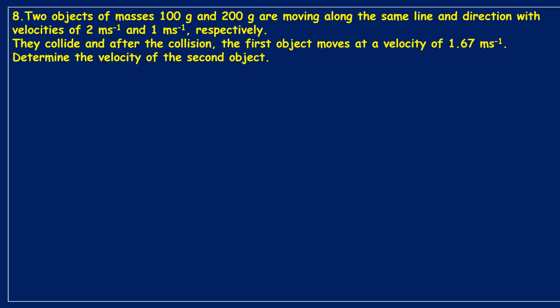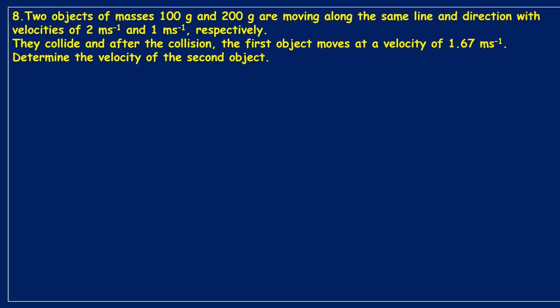Students, here we have two objects. The mass of one object is 100 grams, and the mass of the other is 200 grams. That means double the mass. They are moving along the same line and direction. Object 1's velocity is 2 meters per second, and Object 2's velocity is 1 meter per second.